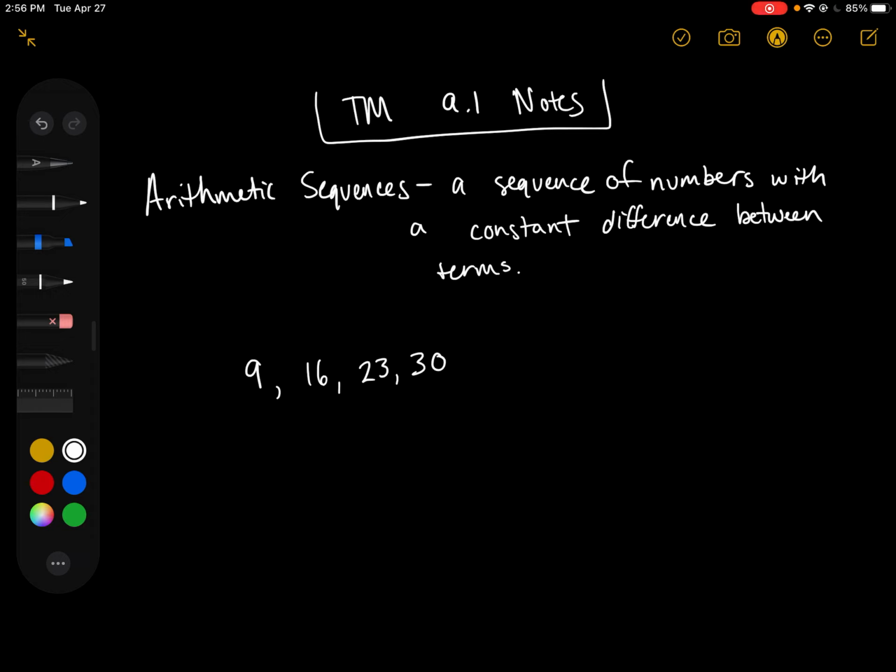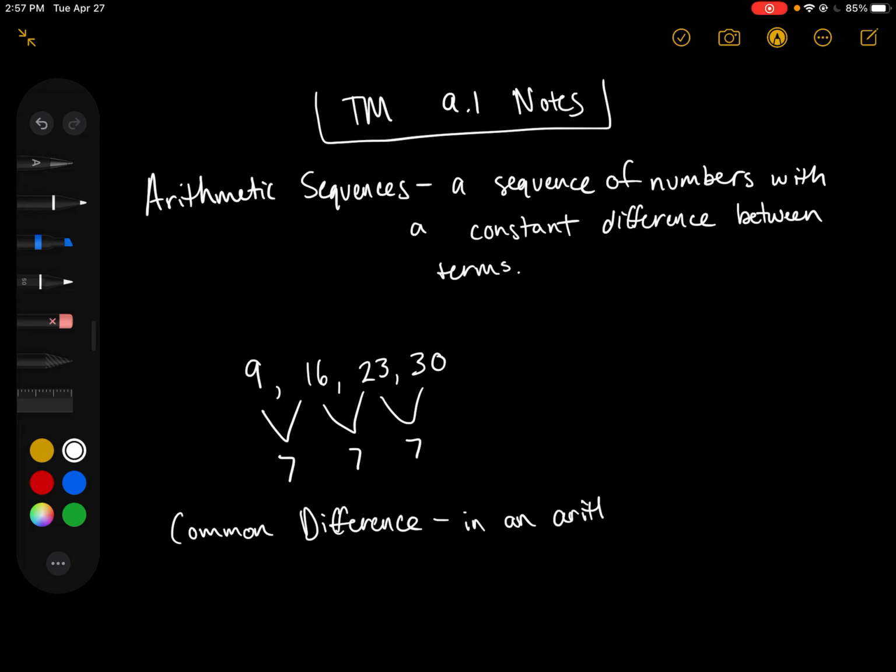So what that's going to mean is if we have something like, let's say 9, 16, 23, 30 as our sequence, so just a string of numbers, an arithmetic sequence says that the difference between each of these terms is exactly the same. So between 9 and 16, 16 and 23, and 23 and 30. Is that true? Do we have exactly the same difference if we subtract these? And the answer is yes. The difference between all of these is 7. And that is going to be something called our common difference.